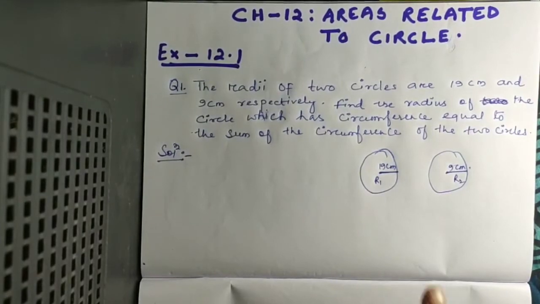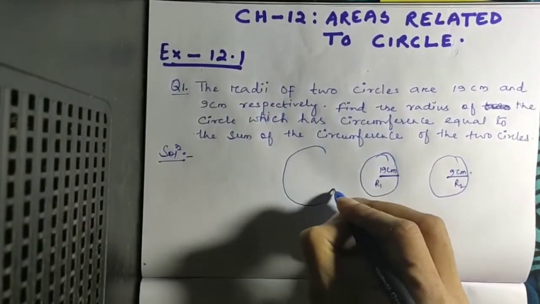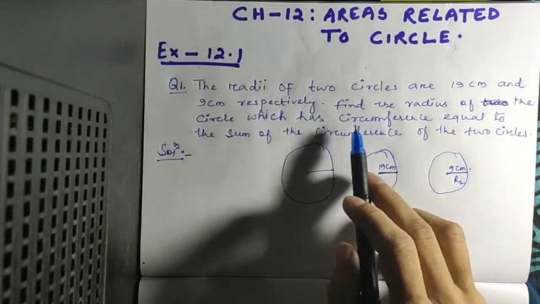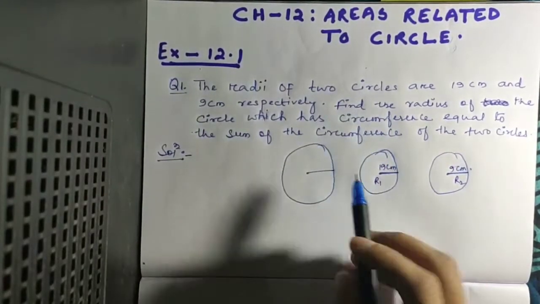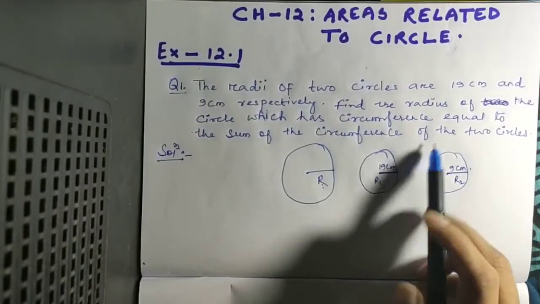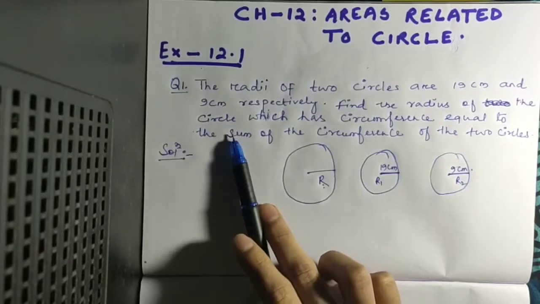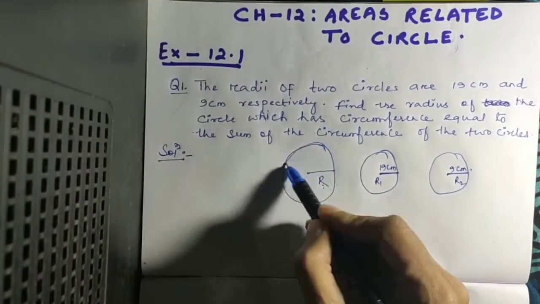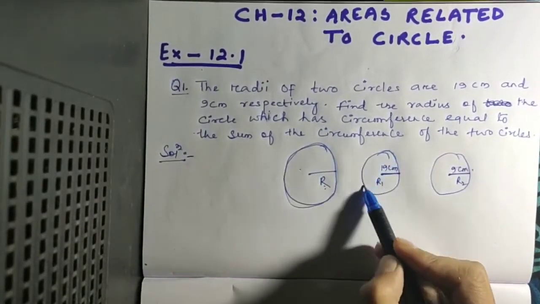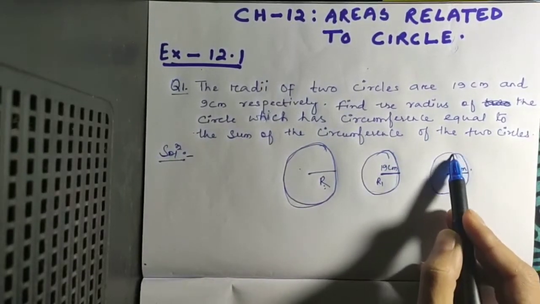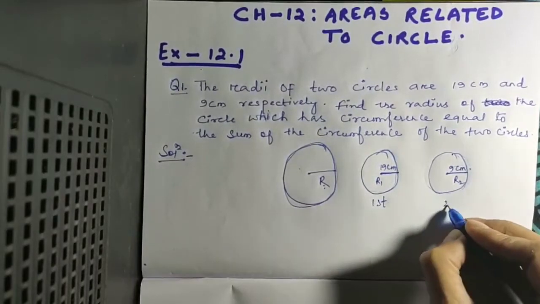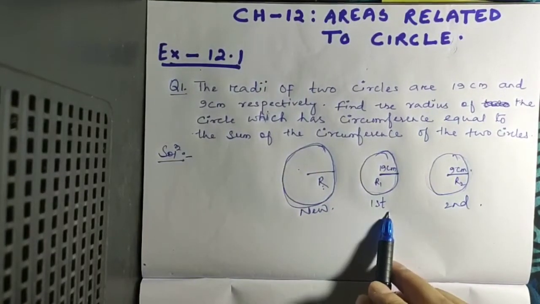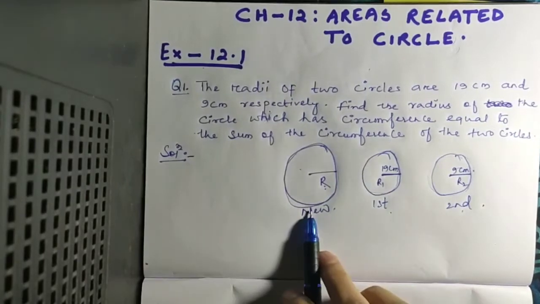Now the question says that there is another circle, and we have to find out the radius of this circle. The condition is given like that: find the radius of the circle which has a circumference equal to the sum of the circumference of the two circles. That means the circumference of this new circle is equal to the circumference of the first circle plus the circumference of the second circle.